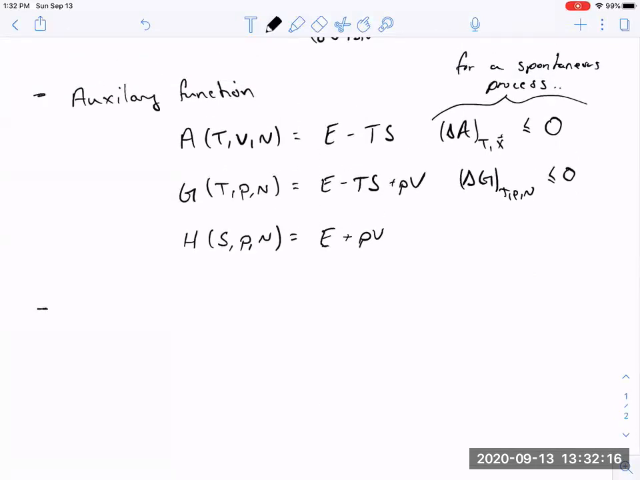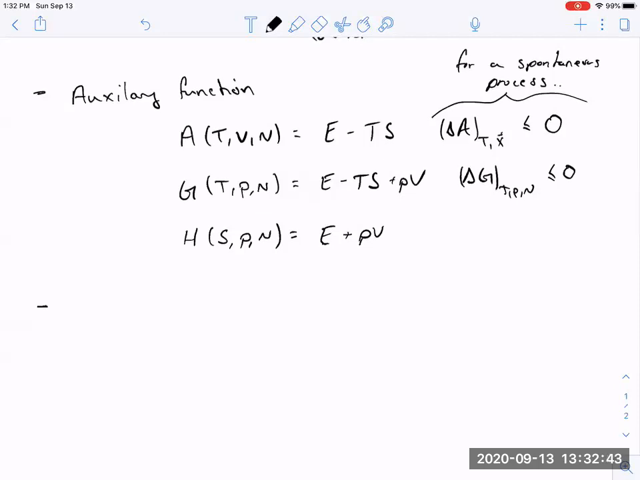We ended last lecture with a discussion of derivatives of these auxiliary functions and what the condition of the stability of equilibrium has to say about them. So first derivatives establish relationships between conjugate variables, and second derivatives establish notions of stability.